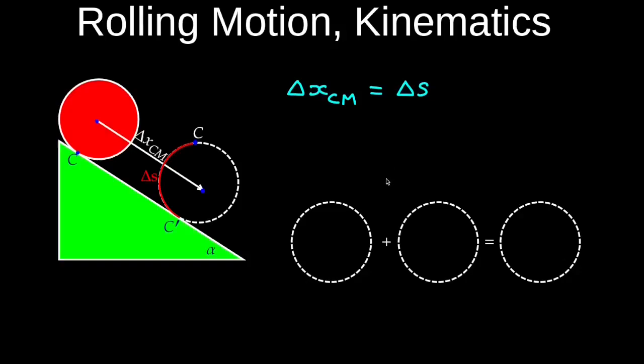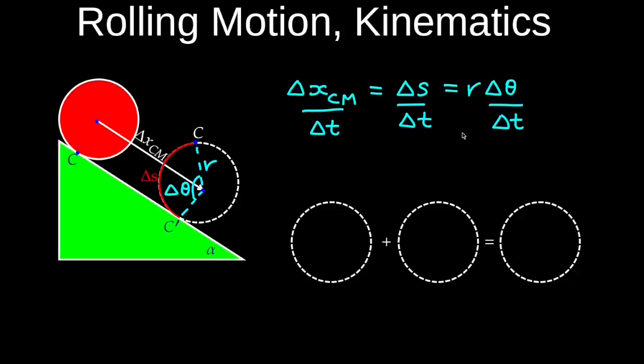And ΔS can be determined using the arc length formula, where the change in angle is dθ. And then dividing through by Δt. And then taking a limit as Δt approaches 0, we have a relationship between the velocity of the center of mass and the rotational velocity at the contact point. And that's equal to the radius of the disk times the angular velocity. And if we differentiate this with respect to time, we obtain a relationship between the accelerations.